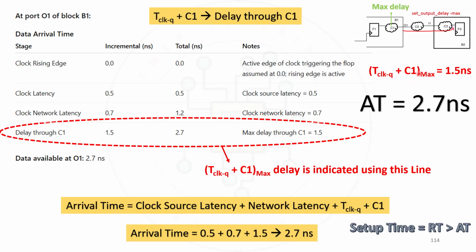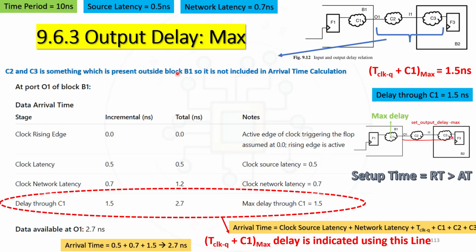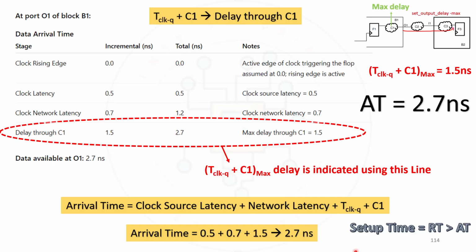So clock to Q delay followed by C1 max, I'm taking as 1.5 nanosecond, and the arrival time that I'm getting is 2.7 nanosecond. And this is the formula where we are taking only source latency, network latency, clock to Q delay followed by C1. We are not taking C2 and C3. I hope you understand this. Why? Because C2 and C3 is something which is present outside block B1. So that's why we are not considering it here. So total arrival time is 2.7 nanosecond.